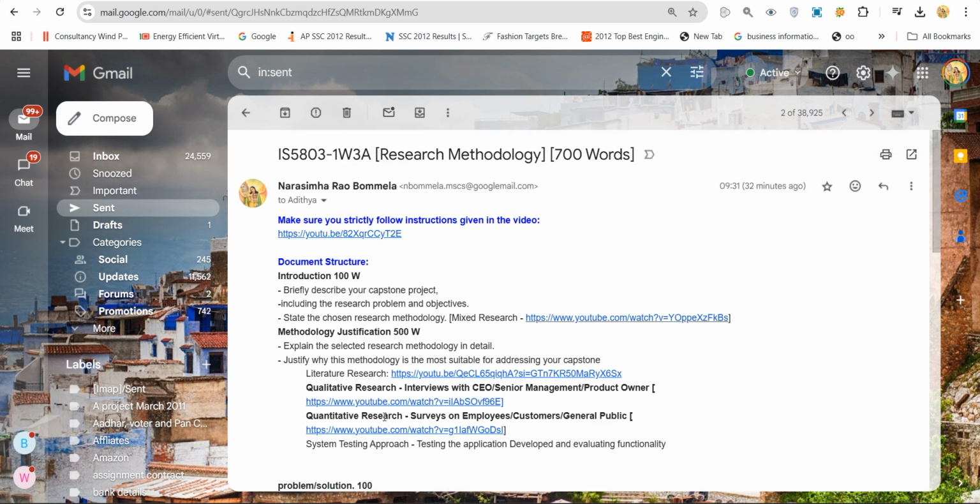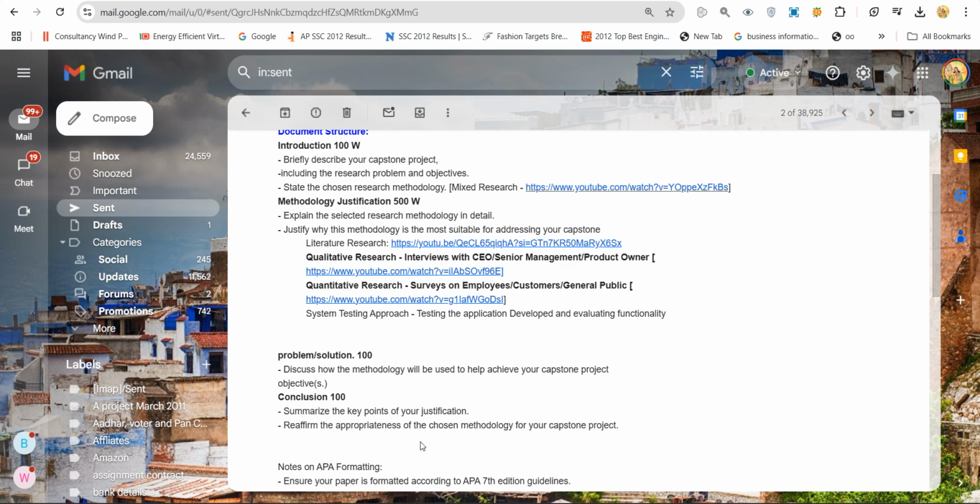So I won't expect anyone to write more than 700 words. It should be less than 700 words. That is the maximum. If you write more than 700 words, it is not acceptable, and your 700 words should start from the introduction section and end with the conclusion section. We will be excluding the references section and top sheet. These two will be excluded. So your content between introduction and conclusion ending should be 700 words maximum.